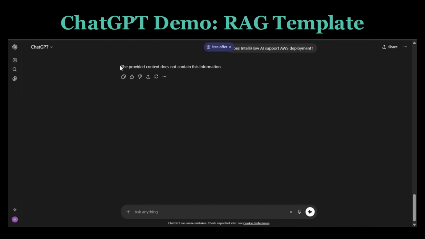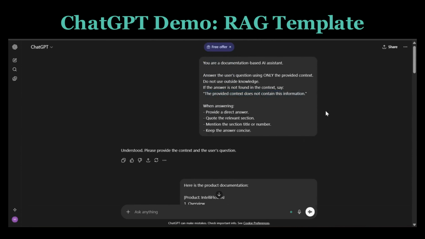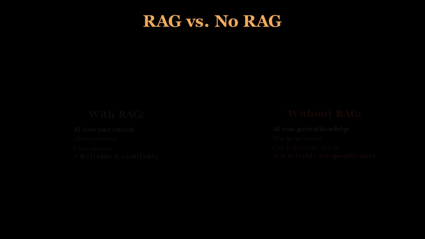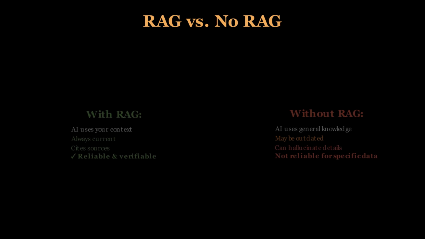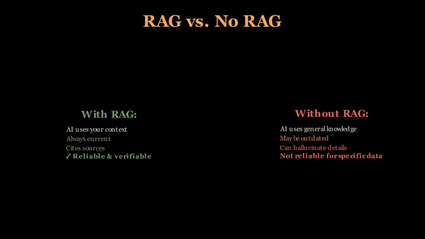Compare. Without RAG, the AI uses general knowledge that may be outdated or hallucinated. With RAG, it uses your exact context. Always current. Cites sources. Reliable and verifiable.